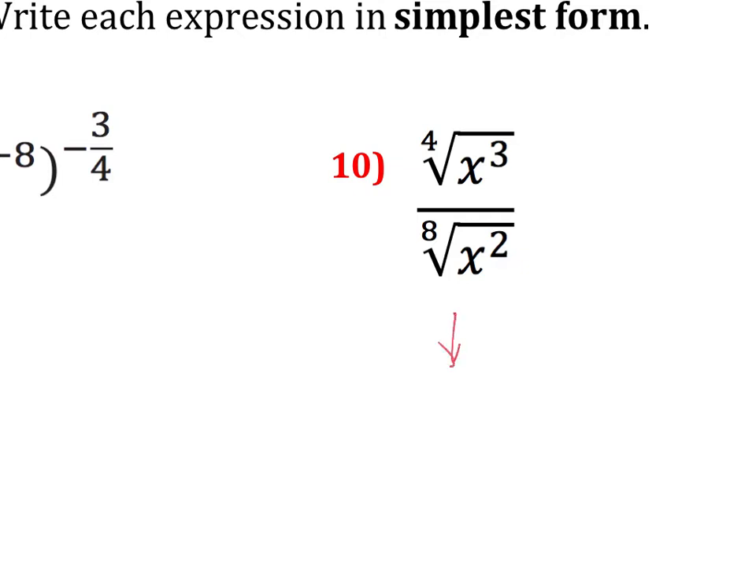So what we want to do is be able to use our exponent properties. If I could think of this as x to some power over x to some power, it would be a heck of a lot easier to use my properties and subtract those exponents. Well, the first one, I'm seeing an index, I'm seeing an exponent, that would be x to the 3/4. The denominator, again, index and exponent, would be x to the 2/8.